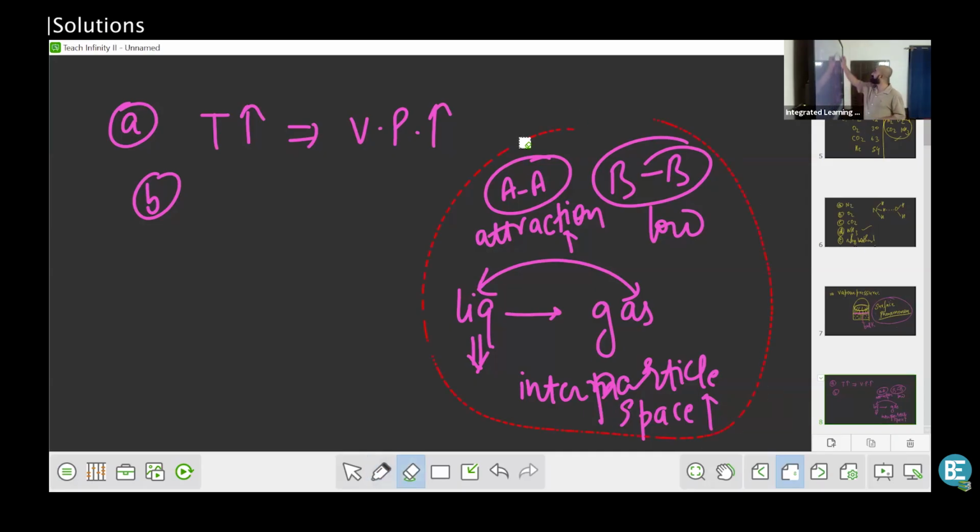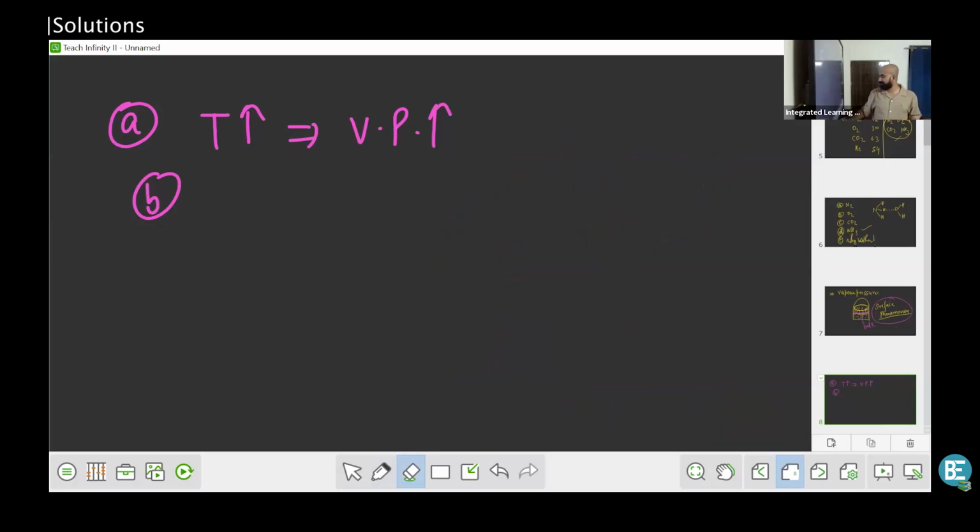Higher the attraction force between the particles, less is the evaporation, and less is the vapor pressure. Is it clear?